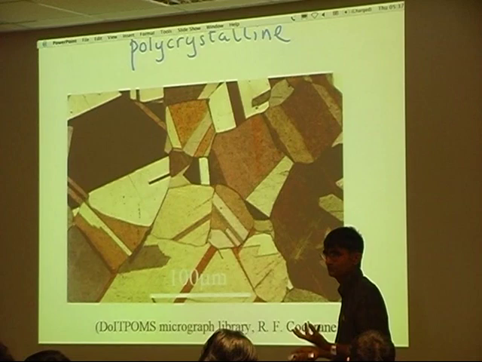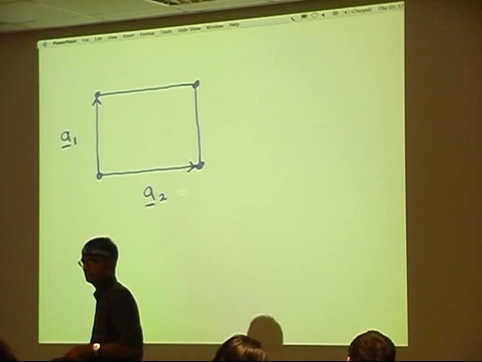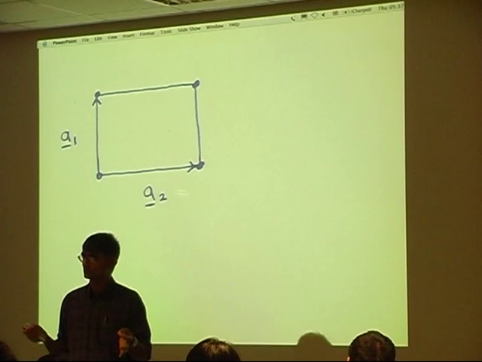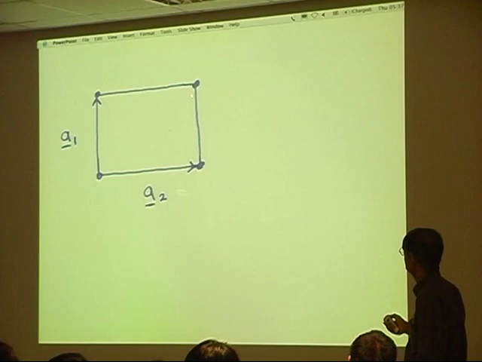Okay, so let's go back to basics and define what we mean by this long-range periodicity. And at first, I'm not going to talk about atoms. I'm going to talk about lattice points. These are imaginary points that we put. Here is a point which has exactly the same environment as this point, and this point, and this point. And that is the definition of a lattice point: that around this point, the environment is identical.